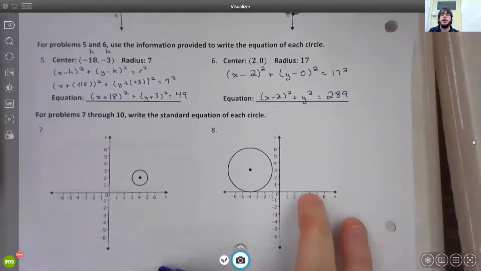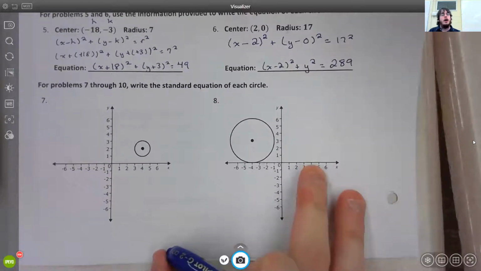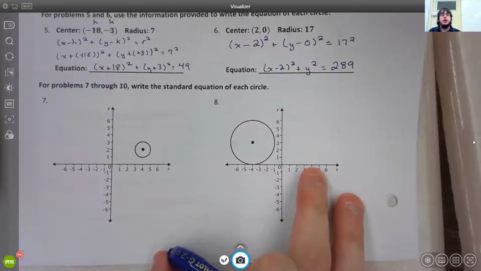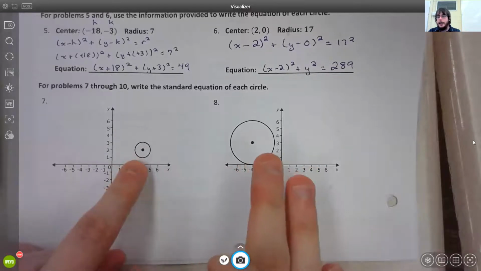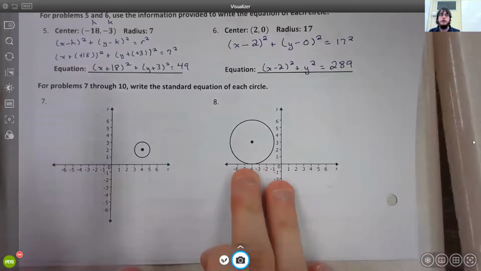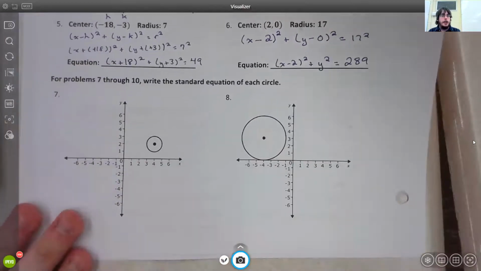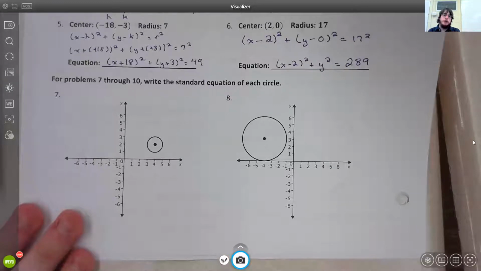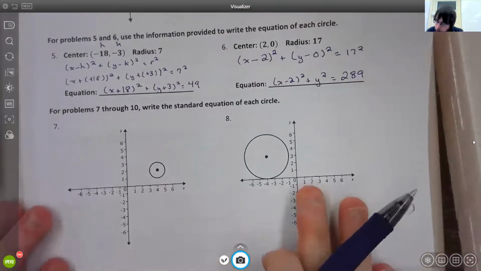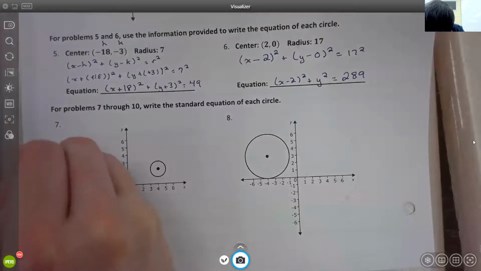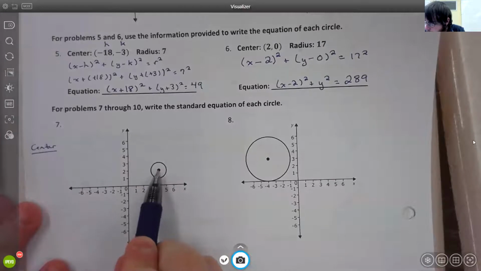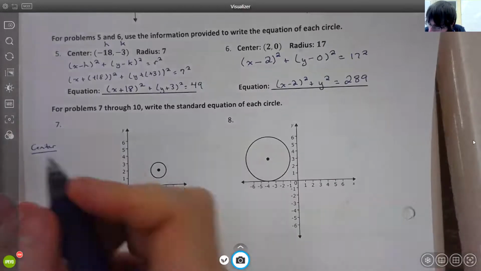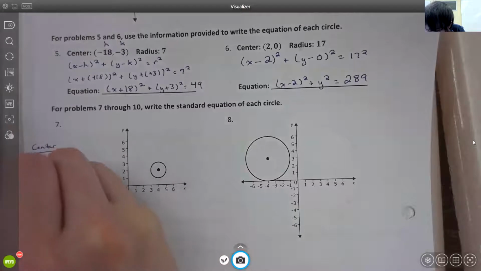And then the last two we're going to cover in this video, 7 and 8. We want to write the standard equation of each circle, and this time we are given a graph instead of just the points. But there are two things we need to know to write the equation of a circle. The first thing is the center. So what is the center in number 7? Well, the center, we can see here it's plotted for us, is (4, 2).